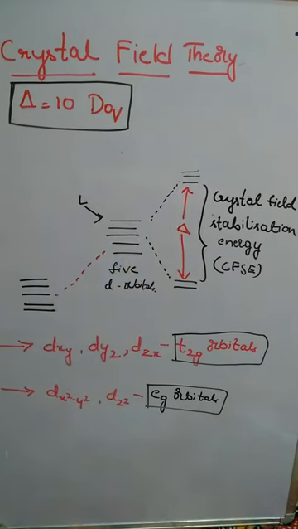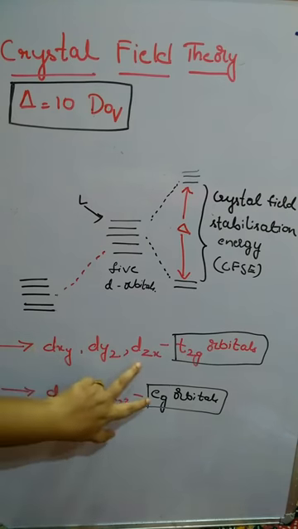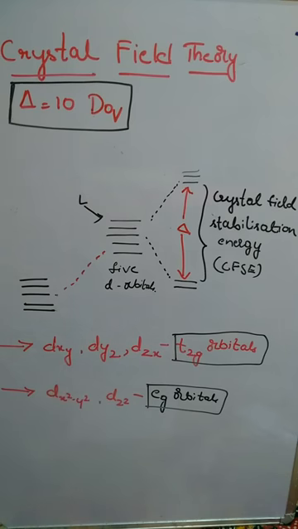And in d orbitals, these are of two types. One is dxy, dyz and dzx, where the lobes will be present in between the axis, and in these other orbitals the lobes will be present along the axis. Either of these orbitals may experience more repulsion. It is based upon the orientation of the orbitals in the ligand. So this entire pattern of splitting is dependent on the ligand.